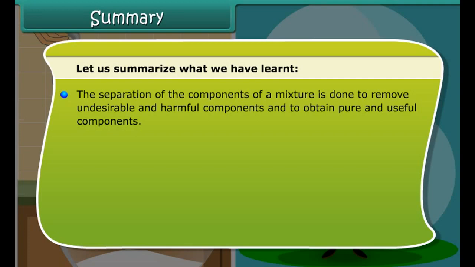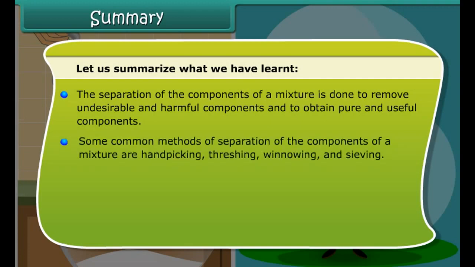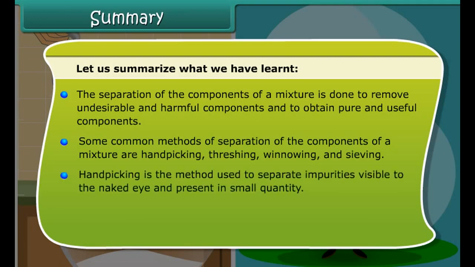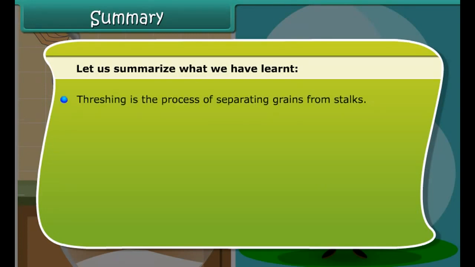Summary. Let us summarize what we have learnt. The separation of the components of a mixture is done to remove undesirable and harmful components and to obtain pure and useful components. Some common methods of separation of the components of a mixture are hand-picking, threshing, winnowing, and sieving.